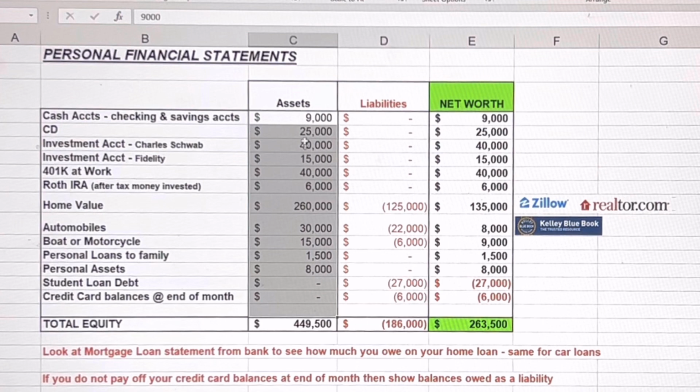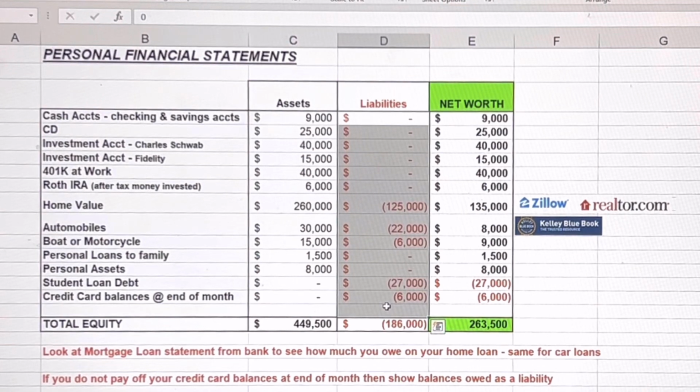You could convert that CD into cash. You could sell your house for cash. Those types of things. So in this example, this person has $449,500 of assets. Now from that, you have to subtract the liabilities over here related to those assets.